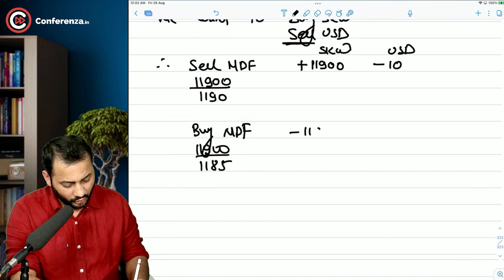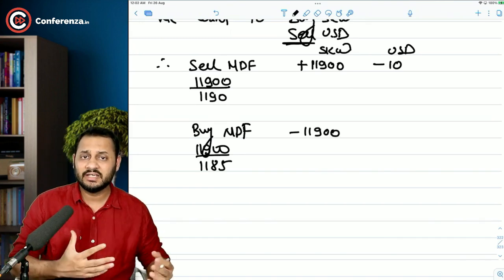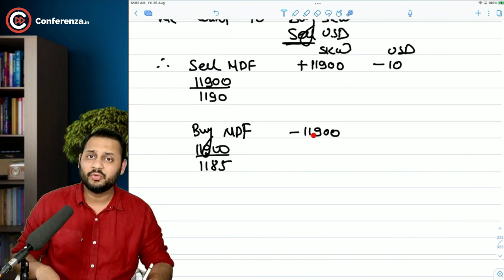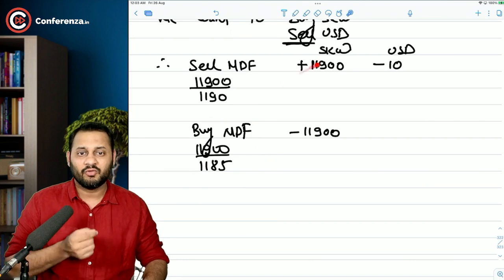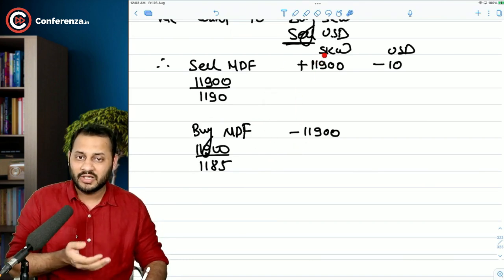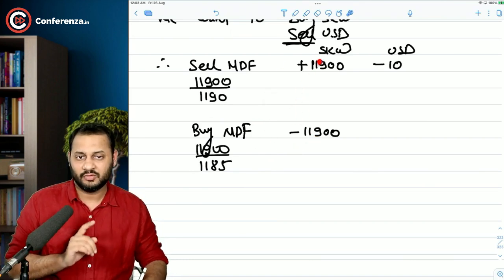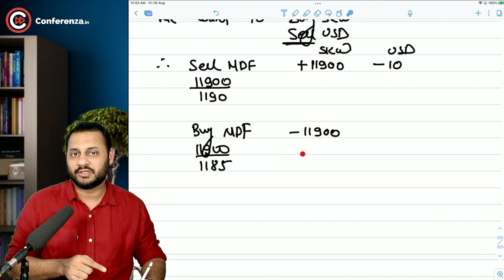You will sell all the 11,900 KRW. Sir, why are you selling KRW? We have to make the payment to the other party. Please understand, this is a non-deliverable forward contract. Whatever you bought cannot be delivered to you. So you will have to close it.